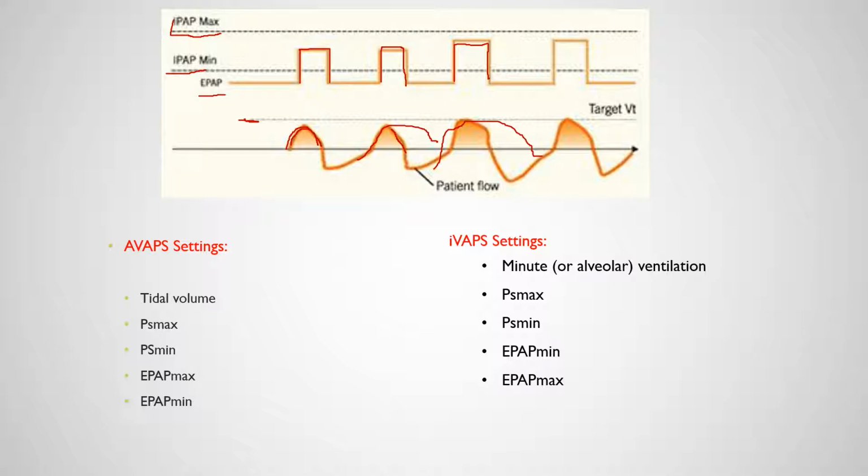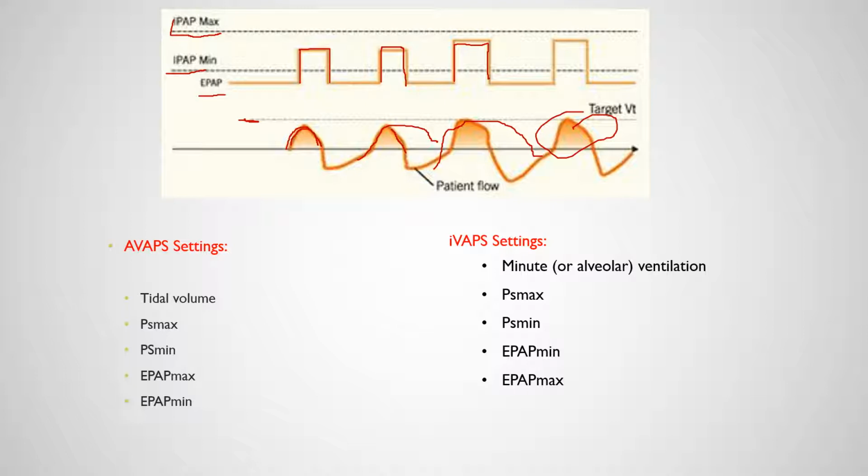So with this device, the only thing that's changing is the IPAP to try and get the patient to take a breath with the target tidal volume. Once that tidal volume is achieved, the machine pretty much keeps that same pressure unless the patient wakes up and starts breathing normally on their own, and then the IPAP pressure will decrease again in response to the patient's breathing.